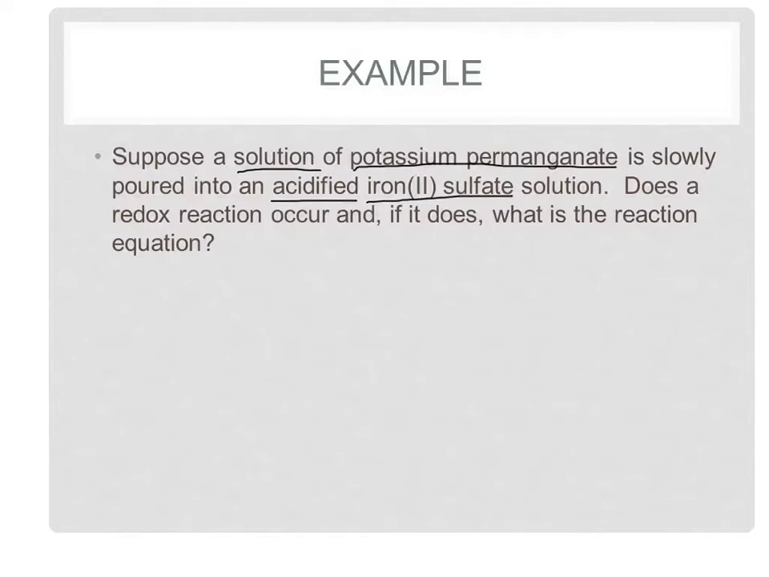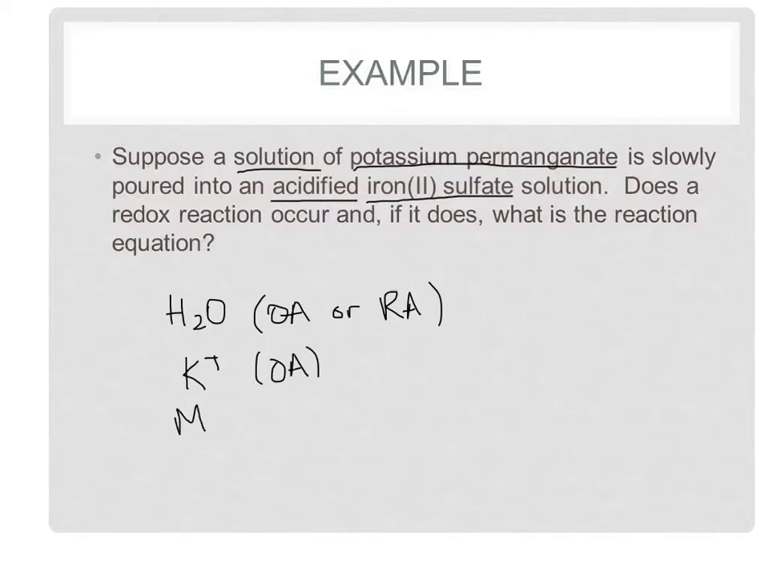All right, in solution then. First off, it says solution, so solution means we would have water molecules present. This can be either an oxidizing agent or a reducing agent based on those tips we had in the last set of rules. Potassium permanganate is going to break down into its ions in solution. So we've got K+, which could act as an oxidizing agent, and we have permanganate, or MnO4-, which could also act as an oxidizing agent.